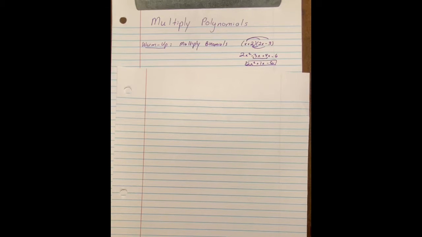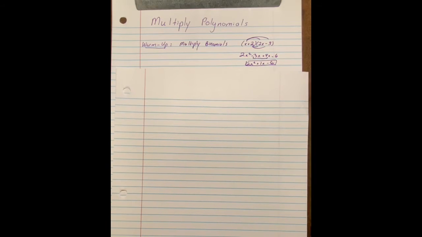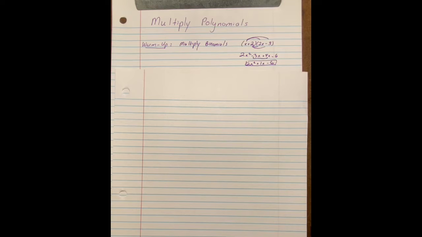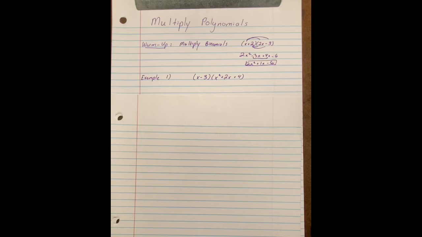Today what we're going to look at is, well, what happens when we have a polynomial that's bigger than just a binomial, something with more than two terms? So for example, if I look at this problem, I've got the binomial x minus 3, but now we're multiplying it by a trinomial, x squared plus 2x plus 4. It has three terms.